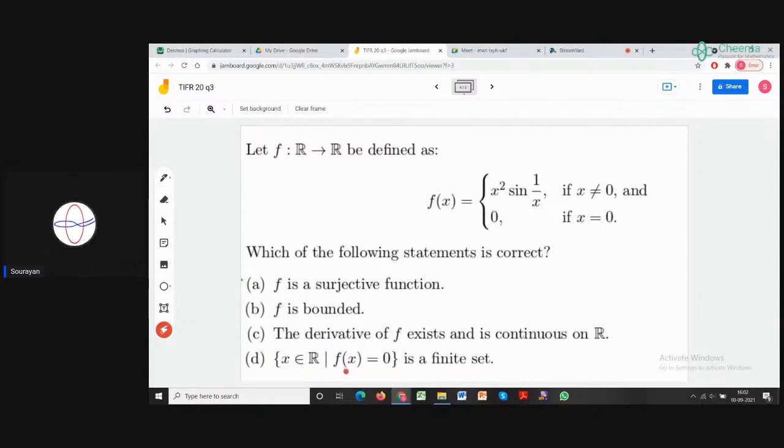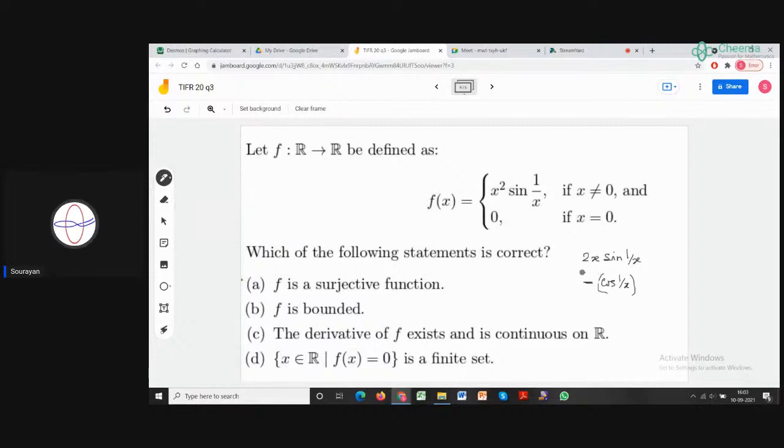Now, the derivative of f exists and is continuous on R. Since it is sine 1 by x, the derivative will have cos of 1 by x. If you take the derivative of this function, it will look something like this: x sine 1 by x plus x square cos 1 by x into minus 1 by x square. So the derivative kind of looks like this: minus cos 1 by x.